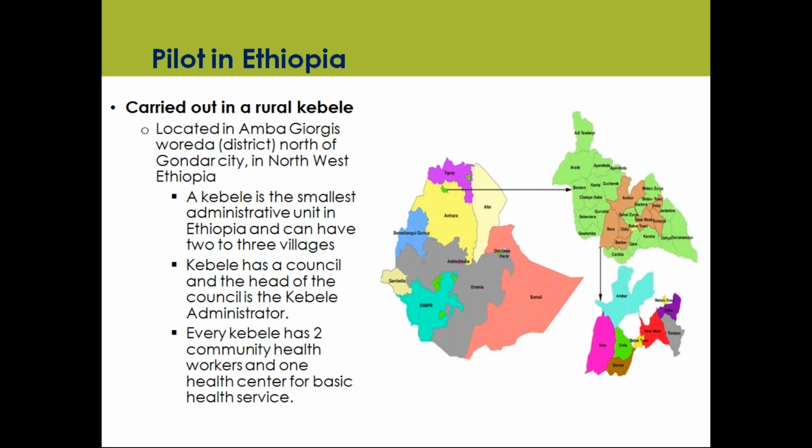And this Kebele has a council. So there is a Kebele council, and the head of the council is the Kebele administrator. And every Kebele has 2 community health workers who work within a basic health center. They call it a health post, and they provide basic health services to the community in that Kebele.